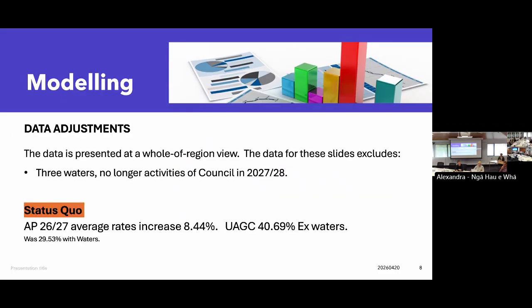So modelling, we got there very quickly. Status quo for today and for all the work that we've done recently is annual plan 26-27, which has an 8.4% increase, and with what has gone, there would be the 6.9 UAGC. Just that 8.4% is pre-growth, so don't get worried about that. We allow for 2.1% growth, so the average is 6.3.